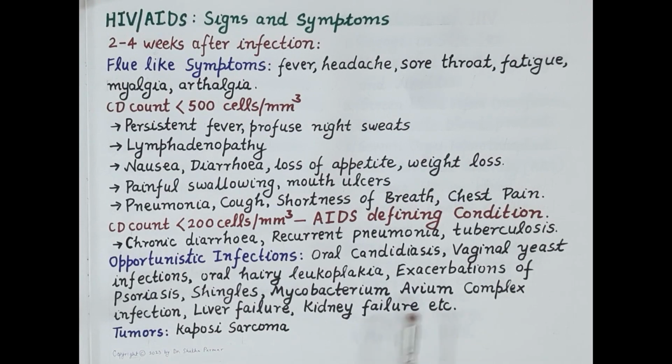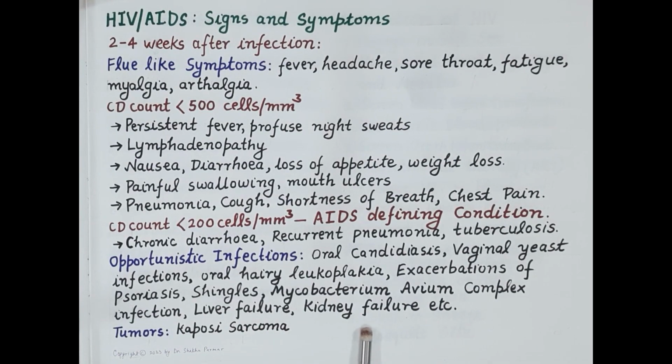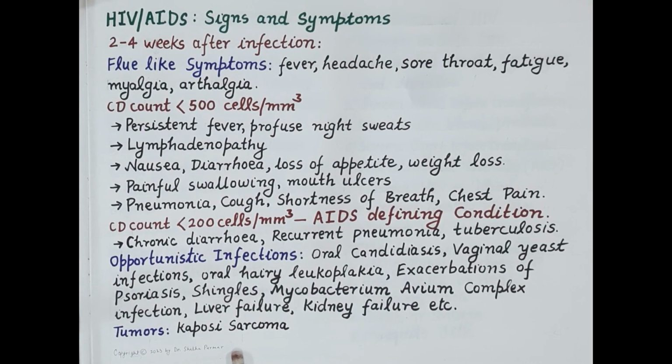And further, because of reduced immunity, it can cause liver failure, it can also cause kidney failure, and the development of malignancies or cancers like Kaposi sarcoma. So AIDS is not a single disease, it is a group of diseases, and these life-threatening diseases can lead to death of the AIDS patient.